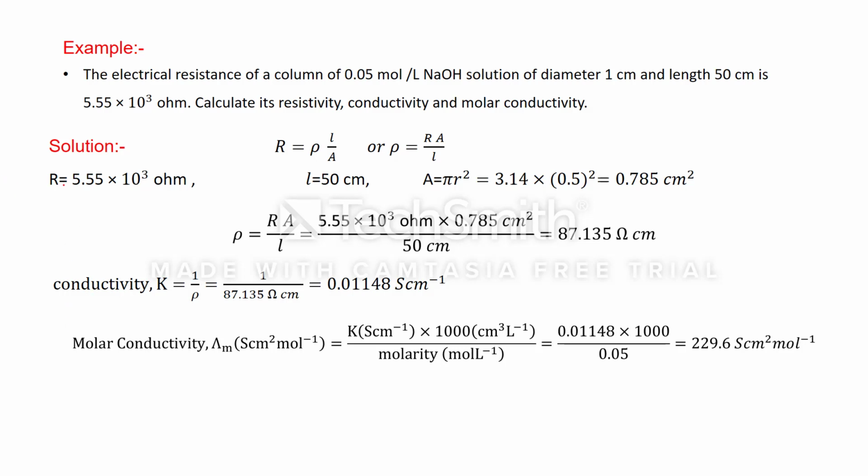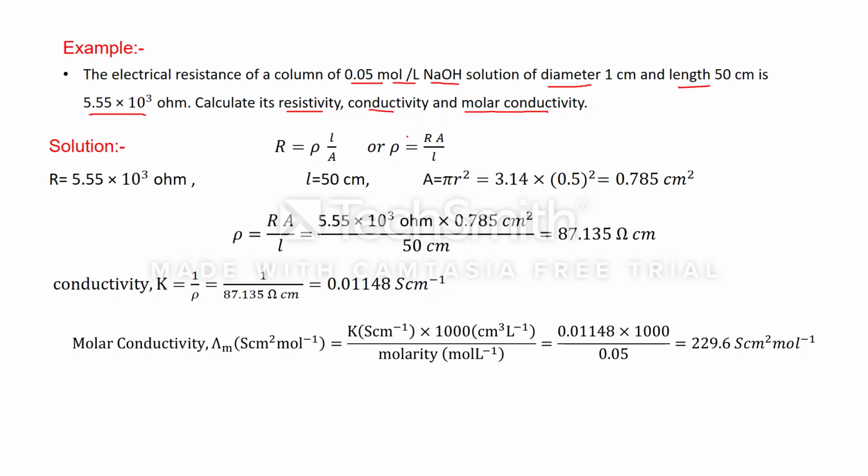Another example is the electrical resistance of a column of 0.05 mole per liter NaOH solution of diameter 1 centimeter and length 50 centimeter is this. Resistance is given. You have to find out resistivity, conductivity and molar conductivity. One of the important questions, remember it.